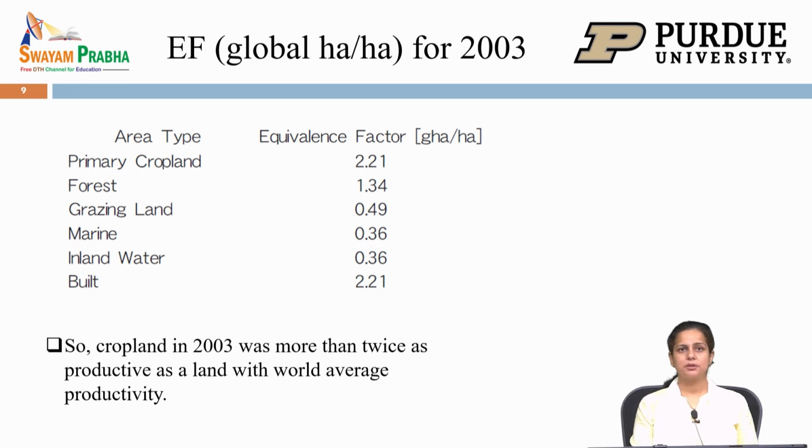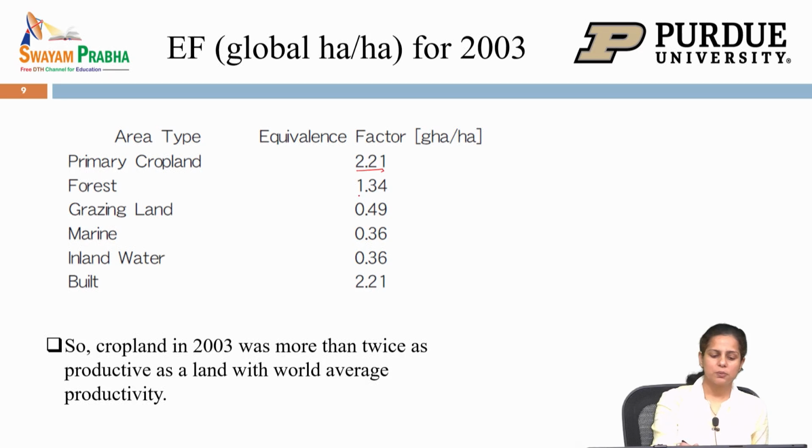So, here are some examples for 2003 from the ecological footprint, and these numbers are revised by ecologists most of the time. Here we have the primary cropland, and the equivalence factor you can see is 2.21 global hectare per hectare. One thing you would notice is that the productivity of primary cropland is much higher, more than 2 times the average productivity of the global hectare. Similarly, forest is 1.34. Grazing land is really low, 0.5, marine is lower, 0.36, and marine and inland water are given the same value.